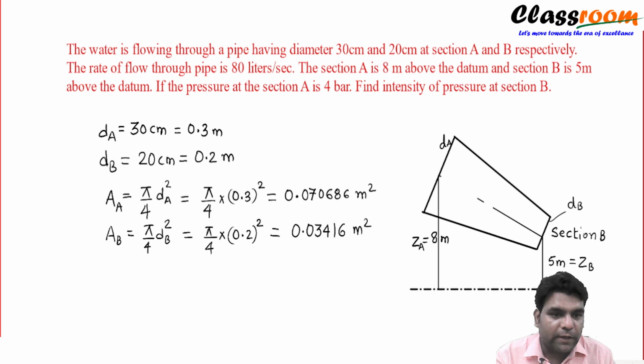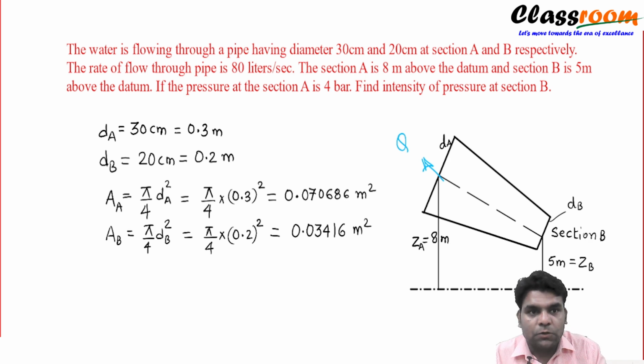Okay. Now it is given that the water is flowing through this pipe, at a flow rate of 80 liters per second. The flow rate Q equals 80 liters per second.